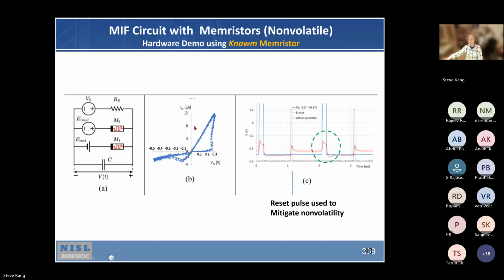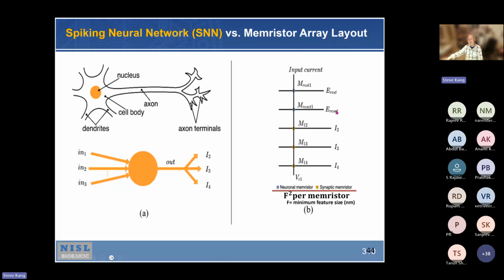E-reset. So we have a DC battery line here. And then we can have a memristive device formed here in series with the battery. And then the fan out, right? So fan out to I2, fan out to I3, fan out to I4. So you can just have one column of memristors in nanoscale.